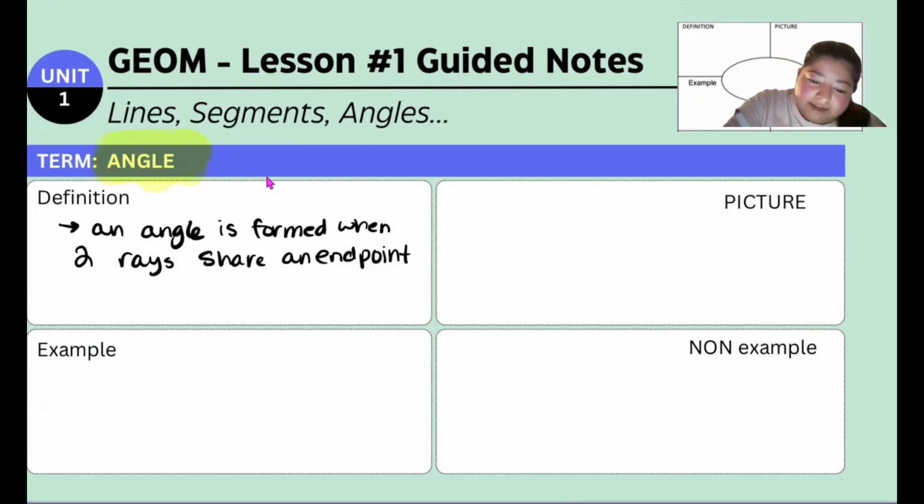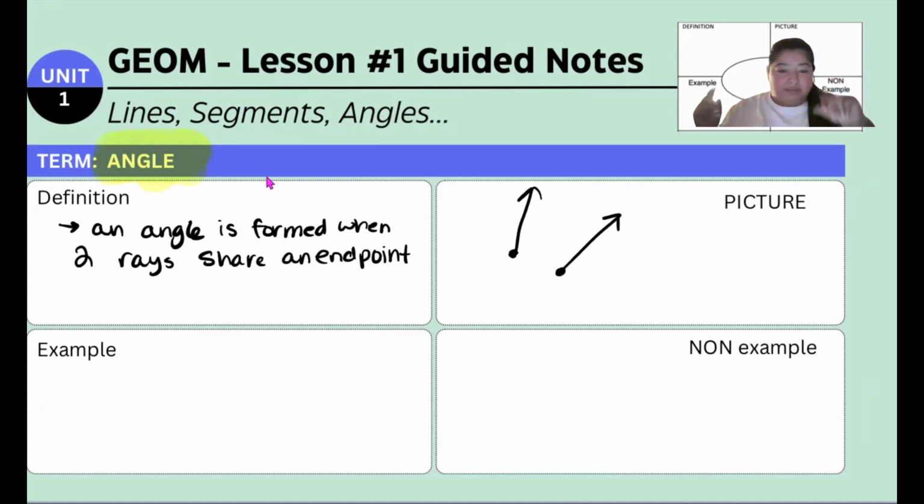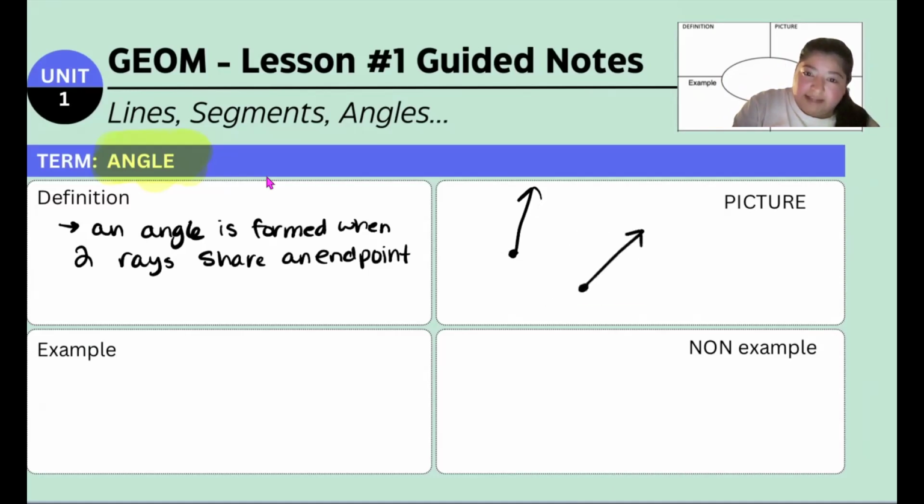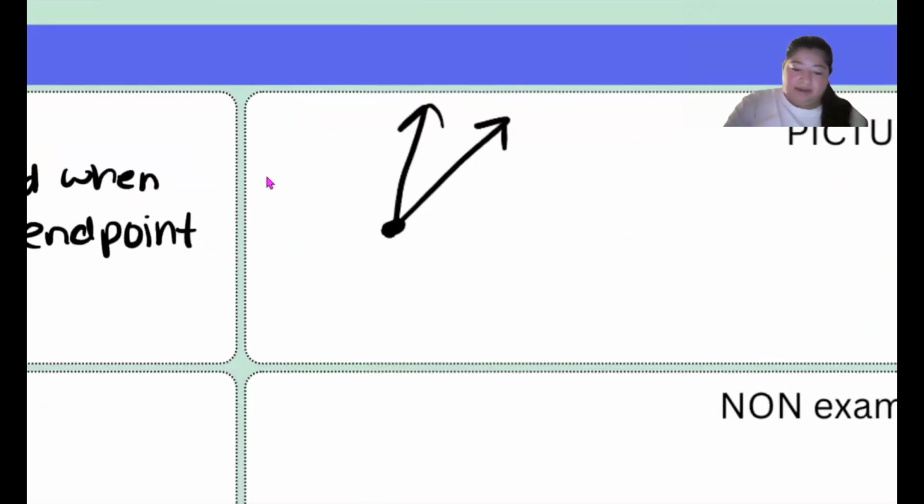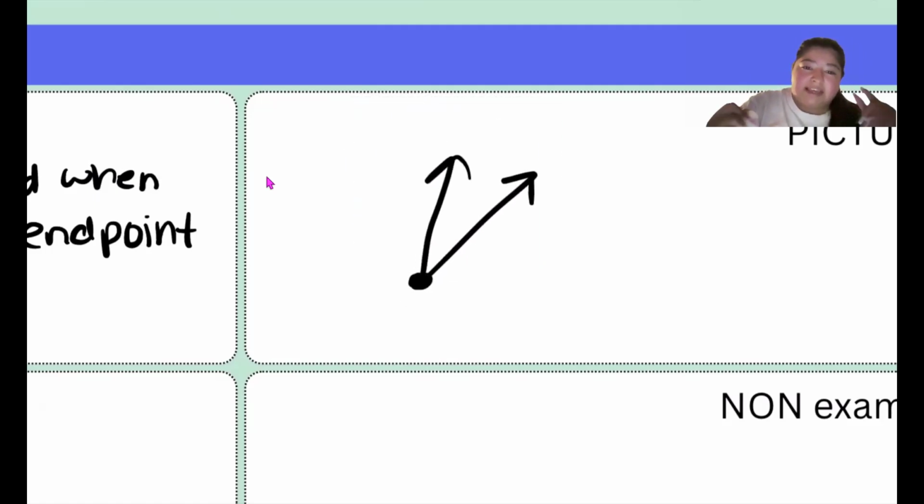Let's say I have my first ray. No, let's not give them names. Let me do this. 2 different rays, right? Now, what if I take this one and I put it over that ray? Let's zoom in and see what I'm doing. 2 rays. Let's say I take this one and we put them over so they share an endpoint. They form an angle. So this is an angle.